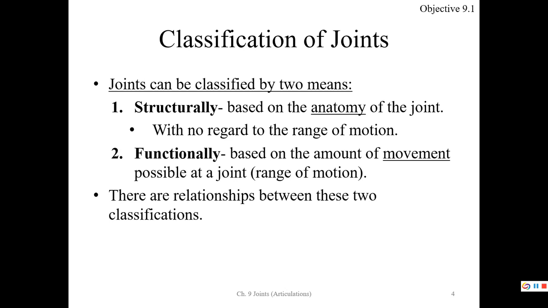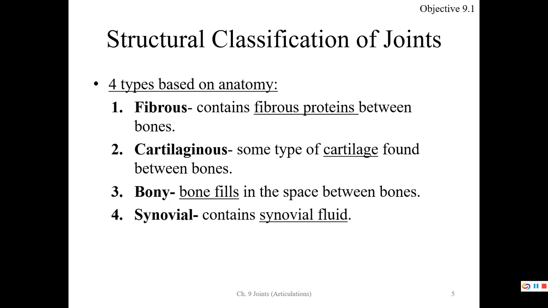Now, what I'm going to begin with here is, let me make sure. Okay, good. Let's really begin with the anatomy. We're going to begin by classifying them on anatomy. We're going to start with fibrous, cartilaginous, bony, and synovial joints. Now, what is a fibrous joint? These are going to have fibrous proteins between the bones, for example, how fibrous proteins fill up the sutures of the skull.